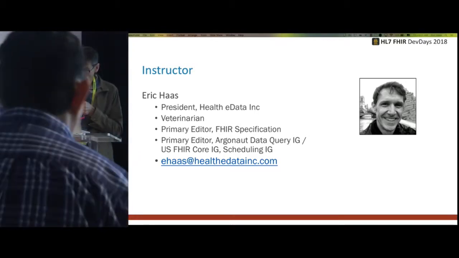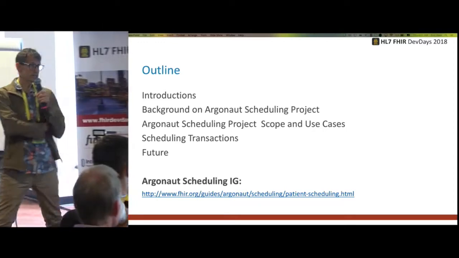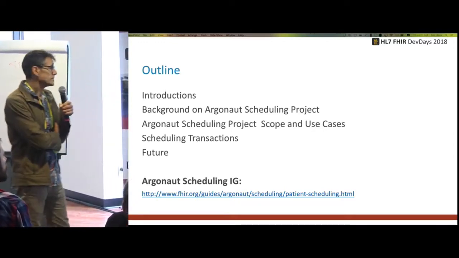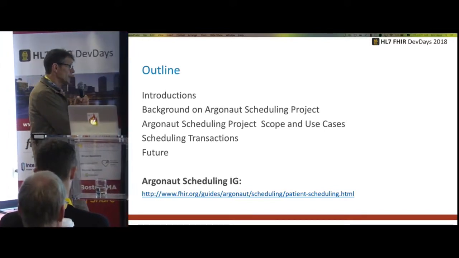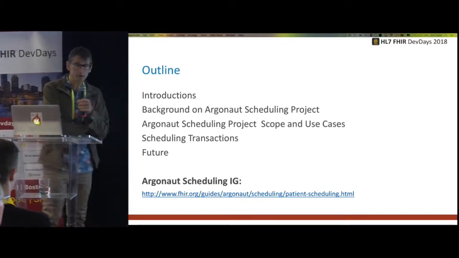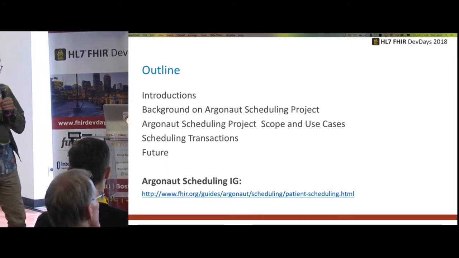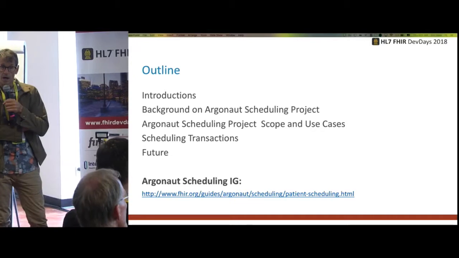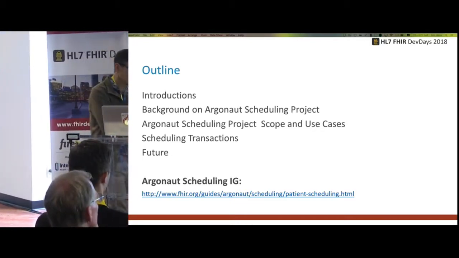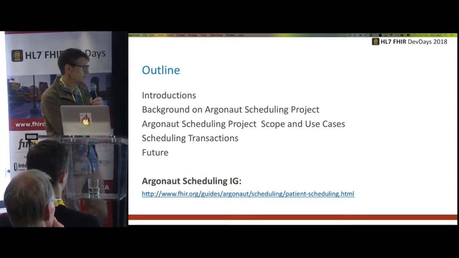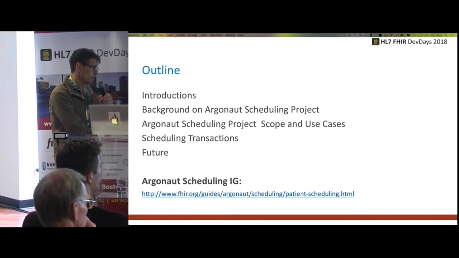So, doing a lot of profiling and IG writing lately. We're going to go over the Argonaut Scheduling IG. Just a little outline here. We'll do a few introductions, a little background, go into some scope and use cases that we defined for the guide, and then look at some of the transactions that we developed through the project. And finally, we'll end up with some future scope ideas, where it's headed, where we are, and go from there.